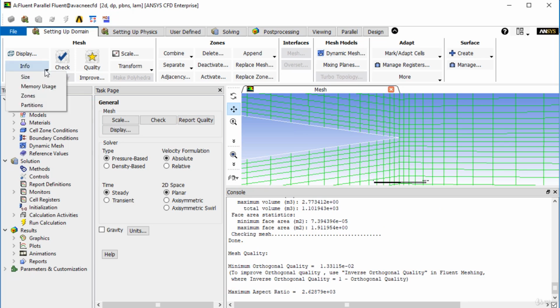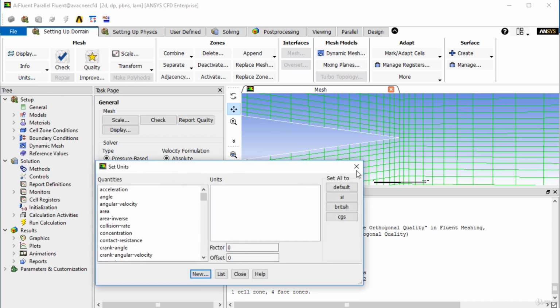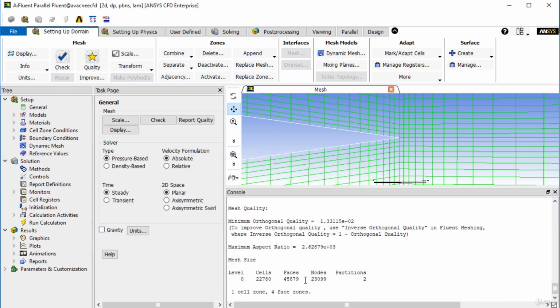Also you can check the info about the mesh size. So the number of nodes is 23,099, faces are 45,000 and the number of cells is 22,780. They are approximately equal to the number of nodes. So for a tetra mesh we will have the number of nodes equal to 1 by 5 times the cells. So for one node we will have 5 cells, and for 10 nodes we will have 50 cells. So this ratio will be 5 times the number of nodes.